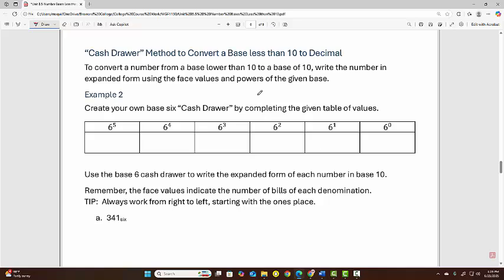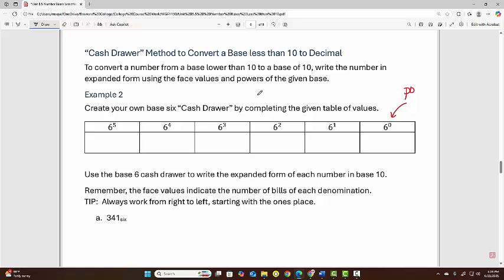When you're working on this yourself, you're going to draw your own little cash drawer. And I have started it for us here in example 2. It says create your own base 6 cash drawer by completing the given table of values. Always start farthest to the right, which isn't what we're used to. We usually write left to right, but we're going to write right to left, always starting with the power of 0 first.